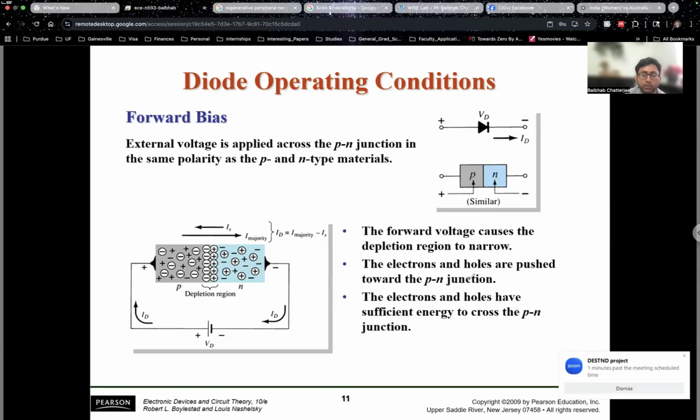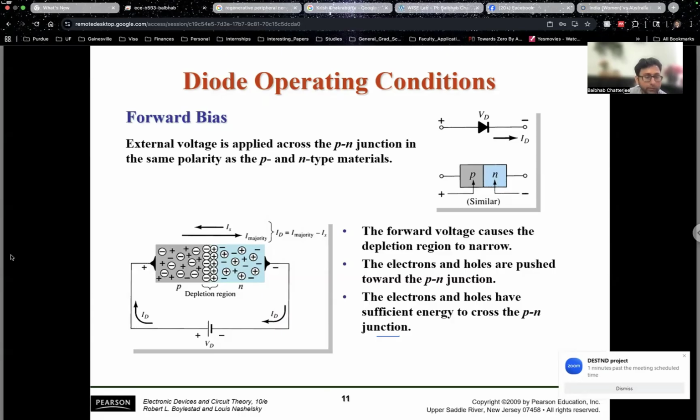So the electrons and holes are pushed toward the p-n junction, and the electrons and holes have sufficient energy to cross that p-n junction. So the electrons and holes which are present on the two sides of the p-n junction, they can cross the depletion region and go to the other side and eventually flow to the respective terminal of the battery. So that's what happens when you have a forward bias diode.